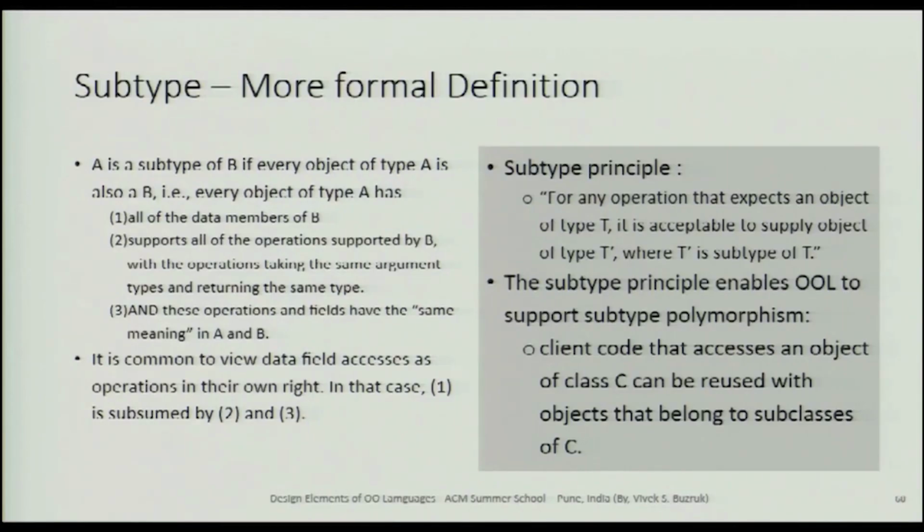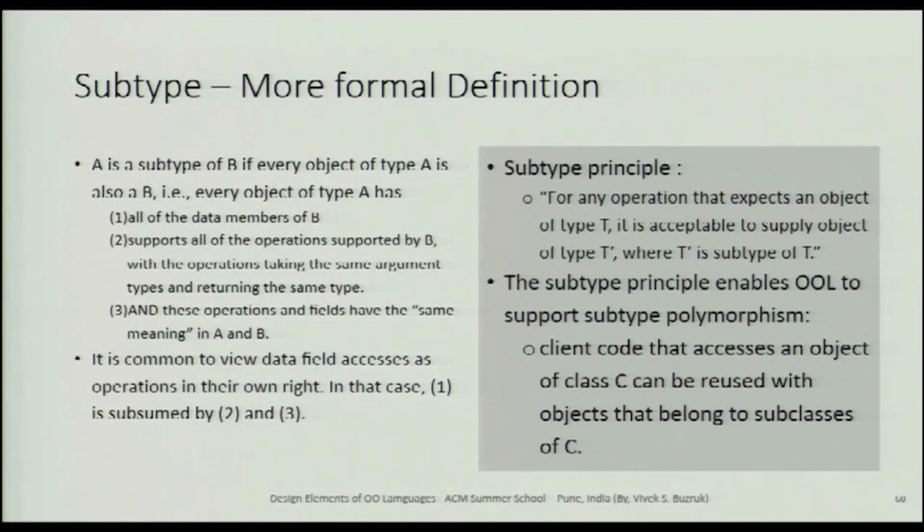Push and pop are there. Now let us take an account's withdraw operation, which is also in savings. There is a withdraw there, and there is a withdraw there, and the signature should be the same: it should take the same arguments and return the same type. Then that operation is obviously being inherited.